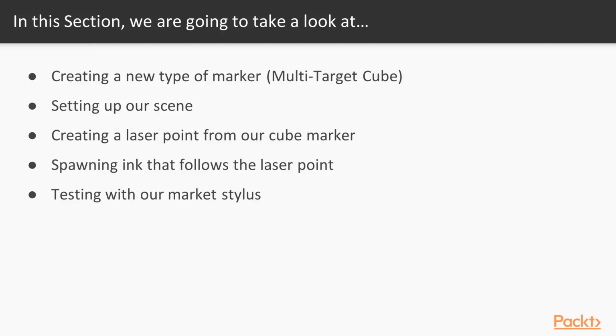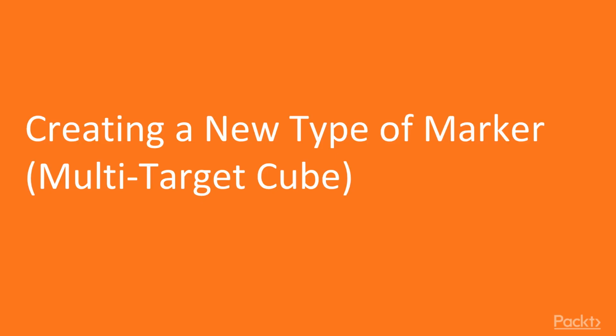We're going to go over setting up our scene. Then after that, we will create a laser point from our cube marker, spawning ink that follows the laser point, and then we are going to be testing with our marker stylus. So on with video 1, creating a new type of marker, the multi-target cube.